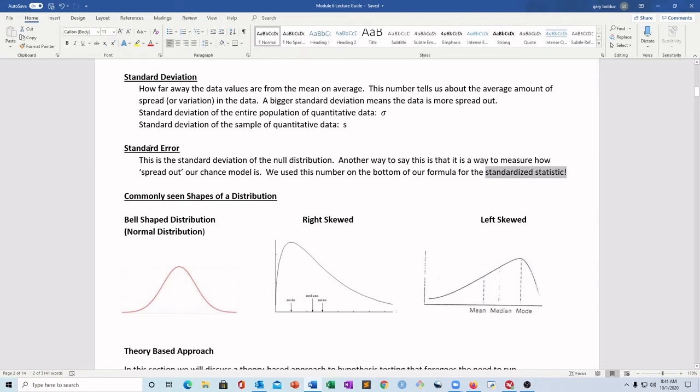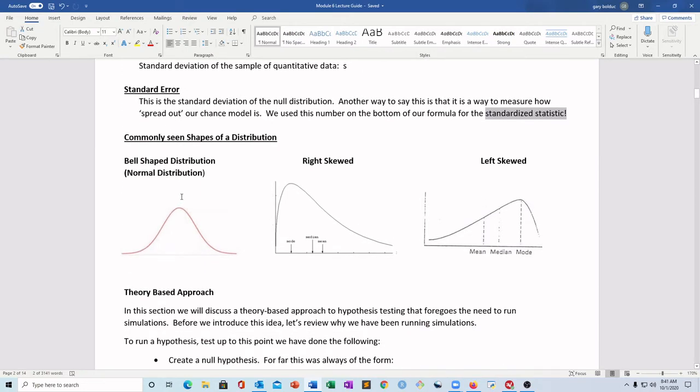Okay, and so the last piece of this new stuff is looking at the shapes of distributions. So we've seen this bell-shaped distribution many, many times before. Sometimes you'll hear it called normal, right? Most things are in the middle. You've got about equal above and below the mean, and you get these little tails where your extreme values are.